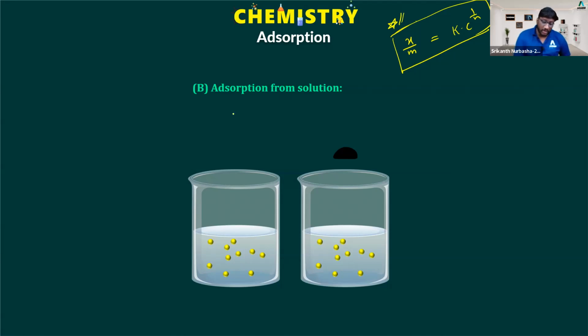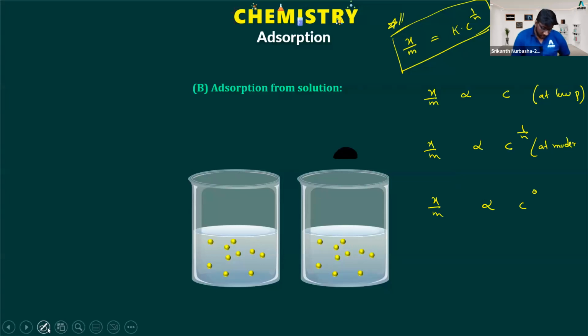Similar to that, adsorption from solution also follows x by m is equal to K into C power 1 by n. From this, you can say x by m is directly proportional to concentration. x by m is directly proportional to C power 1 by n. x by m is directly proportional to C power 0. This is at low pressure. This is at moderate pressure.